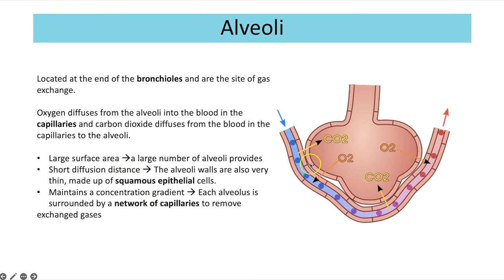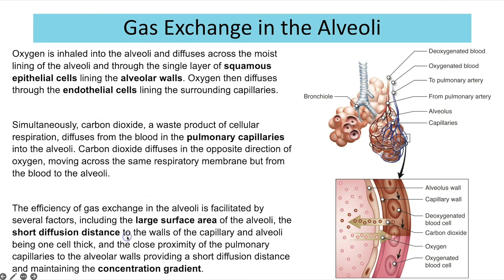Also, the endothelium of the capillary is just one layer of cells as well, so you've got a very short diffusion distance. The gases only have to diffuse through two cells, which are both flat. The concentration gradient is maintained through ventilation, but also the fact that the blood is constantly being transported away. So as soon as the oxygen diffuses into the blood, it's being transported away.